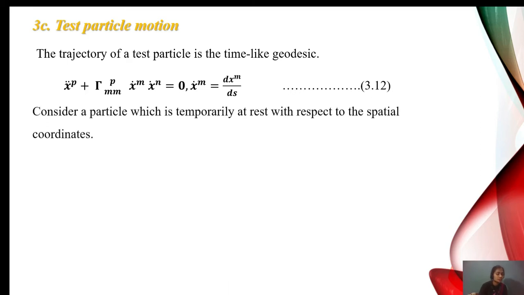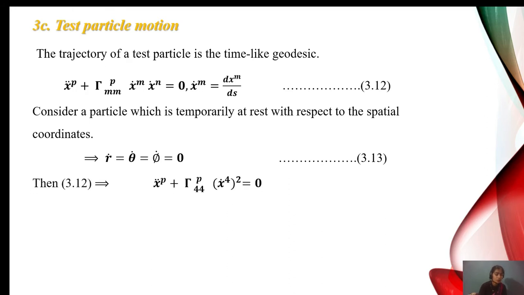Then consider a particle which is temporarily at rest with respect to the spatial coordinates. Suppose r dot, theta dot equals phi dot equals 0. Then put these into the value of equation 3.12. How do we get the value?